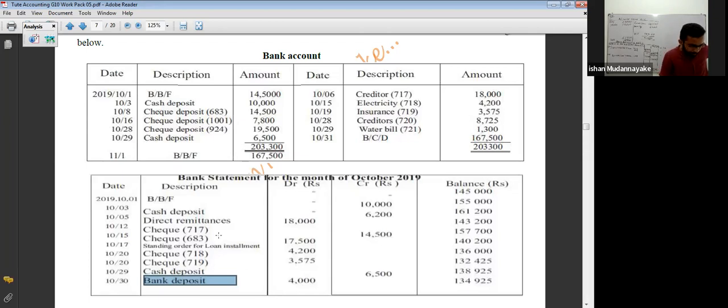And then the direct remittance is 6,200. Direct remittance 6,200. And then standing order payment 70,500. Okay. Direct remittance 6,200. Standing order payment, sorry, 70,500 is the standing order payment.